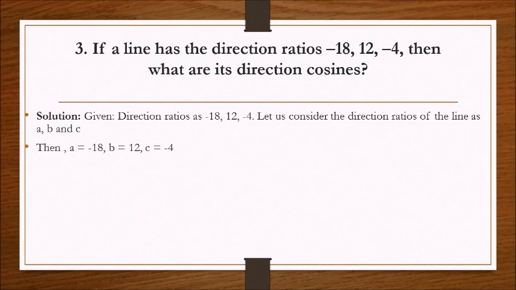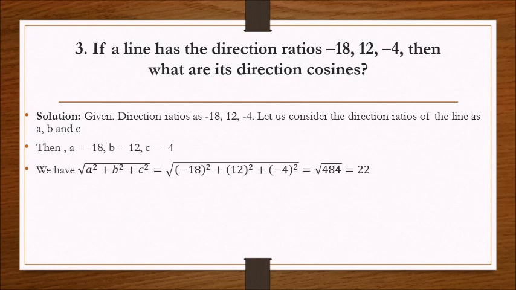So we write they have given A equal to minus 18, B equal to 12 and C equal to minus 4. Next, we know the relation. What is the relation? L equal to plus or minus A divided by root of A square plus B square plus C square. So what we do? First we find root of A square plus B square plus C square. So root of minus 18 square plus 12 square plus minus 4 square. It is equal to root 484, it is 22.